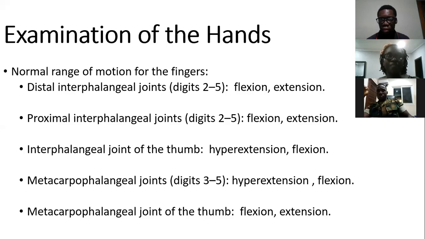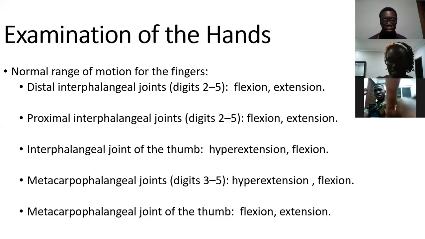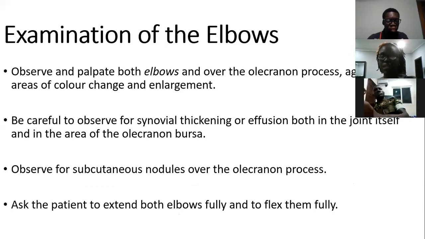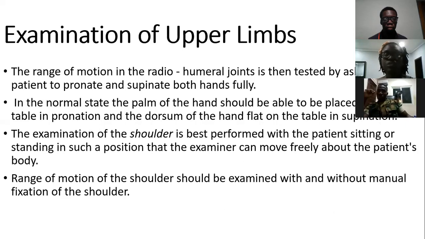Okay. So we know that for the various joints, the interphalangeal joints, you have flexion and extension. Then when you come to the metacarpophalangeal joint, you have flexion, extension, and then there's hyperextension as well. Then you come to the elbow. So the elbow is flexion, extension, supination. But of course, it starts from observation. So you look for any thickening, any subcutaneous nodules. Then you ask the patient to actively flex and extend, and then you also do the passive movement.